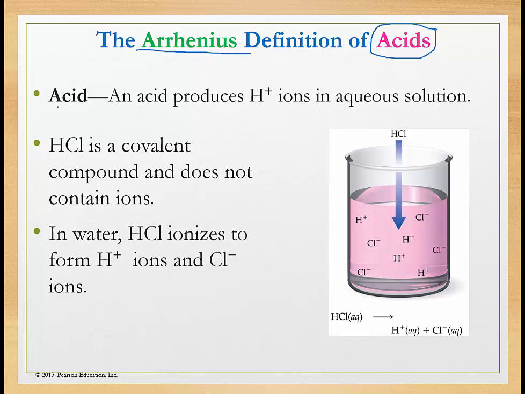The Arrhenius definition of an acid is one that produces H+ ions, protons, in aqueous solution. So for example, if I start with hydrogen chloride, if I have hydrogen chloride on its own, it's a covalent compound, there are no ions in it. But as soon as I drop that into water, it ionizes. So I now have H+ ions and Cl- ions, hydrogen ions, chloride ions. At this point, I call it hydrochloric acid, only when it's dissolved in water.